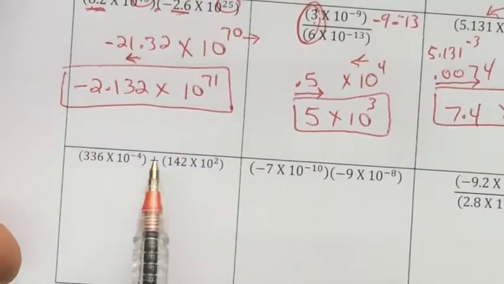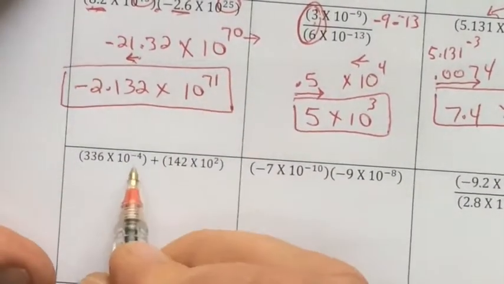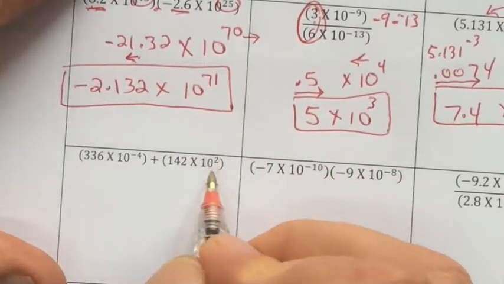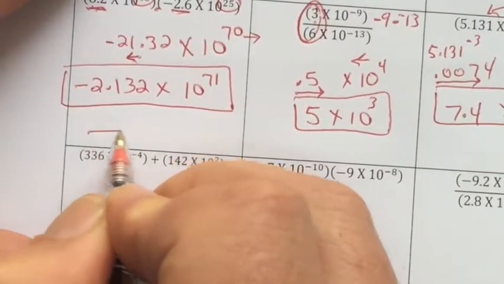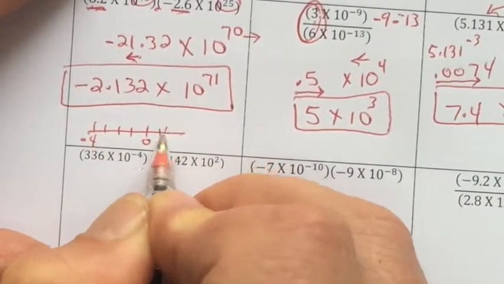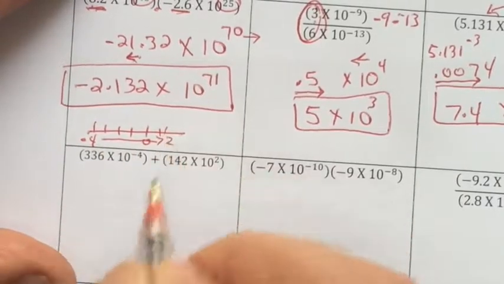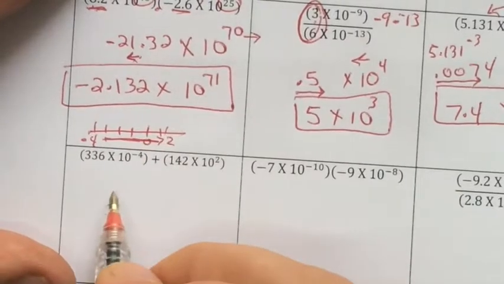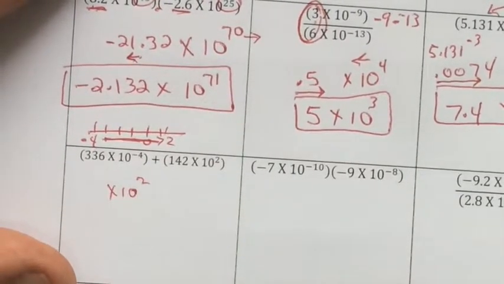Okay, next one is addition, so they got to be the same. Well, look, they're not the same, so I have a problem. So I think I'll make them a 2 here. So I'm going to move this one to a 2. Okay, 1, 2, 3, 4. It's at negative 4, and I want to move it to become a 2. So I'm moving it 6 places that way. So I'm changing this one times 10 to the 2.